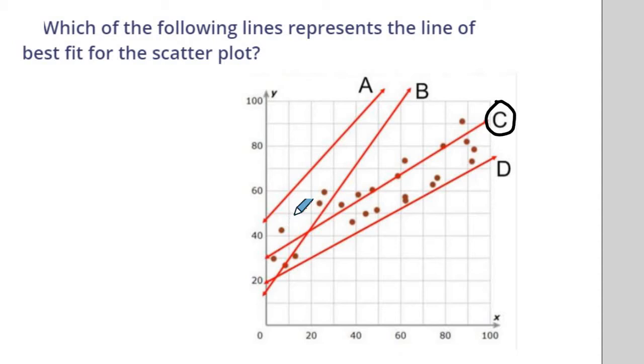See, half of the data points are above the line, and half of the data points are below C. In A, no points are above the line, and most of the dots are below it. In B, it doesn't split the data into half. And in D, all the points are above the line. So C is the best answer for the line of best fit.